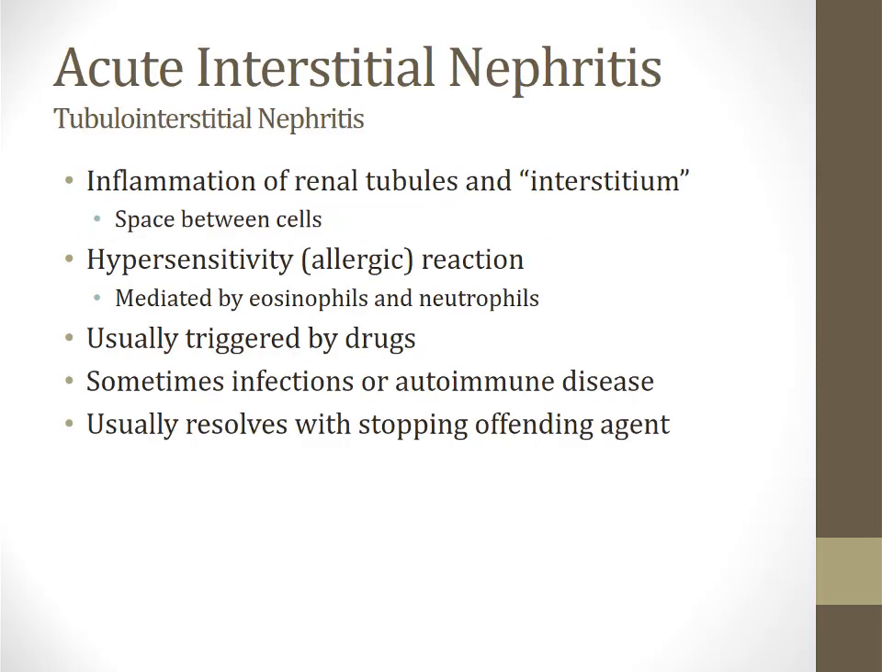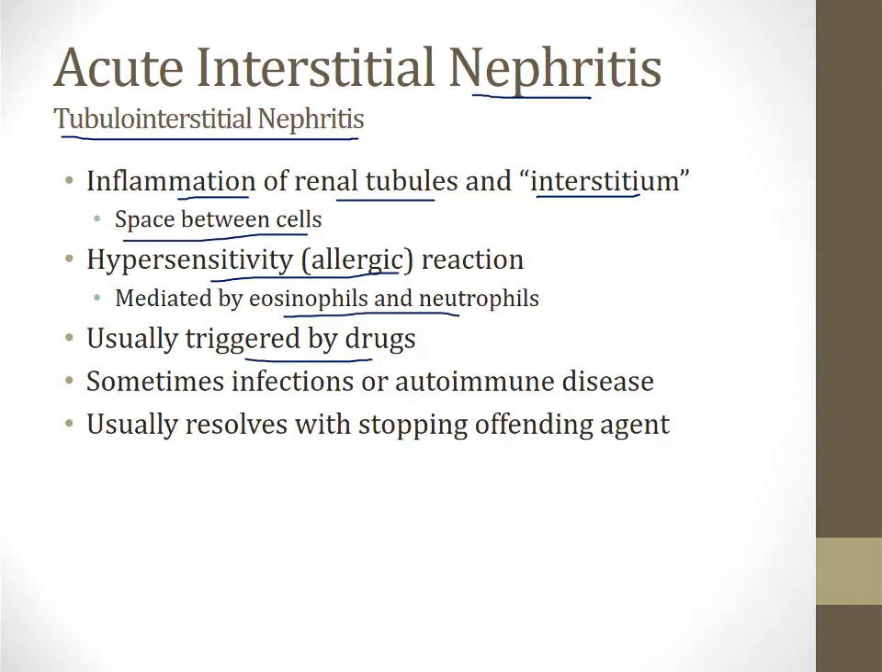Moving on, let's talk about acute interstitial nephritis, which is also sometimes called tubulointerstitial nephritis. As the name implies, this is inflammation. That's why it's called nephritis. And the inflammation involves the renal tubules and the interstitium. The interstitium is the space between cells in the kidneys. This is a hypersensitivity or allergic reaction that is mediated by eosinophils and neutrophils. It's usually a response to a drug, and we'll talk about some of the typical drugs, although sometimes it's a response to an infection or an autoimmune disease, and it usually resolves if you stop the offending agent, especially if it's caused by a drug.